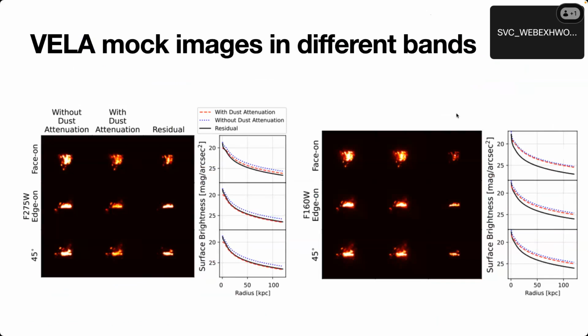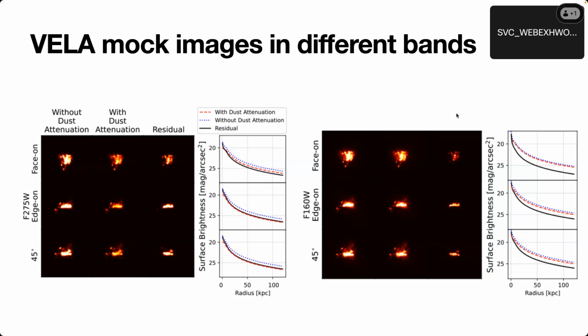And so here I'm showing you two different filters. So I think this one, yeah, this is the F275W that was obtained by the UV candles team. And here I'm showing you the H band. And I'm showing you the same galaxy face on, edge on, and sort of 45 degrees on. And here I'm showing you the surface brightness profile.